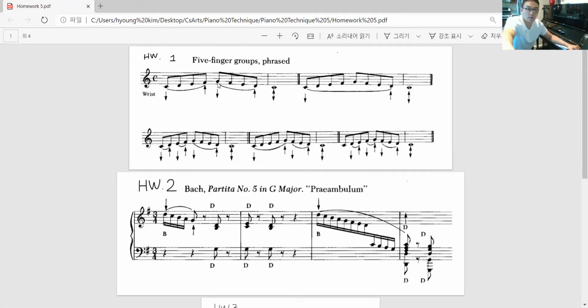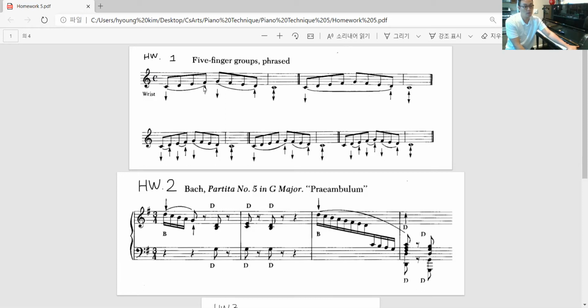So you see this arrow? When you see this arrow down, it means lower wrist, and this is higher wrist. Arrow up. And next measure, arrow down, up means bounce of your wrist. Bounce, bounce. And next measure, arrow down, up. No. I will show you slowly how to do it.